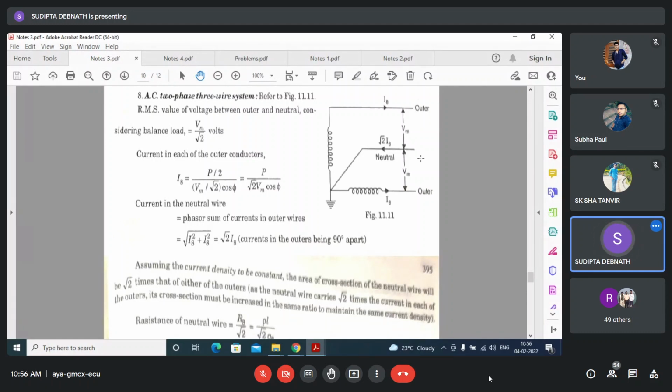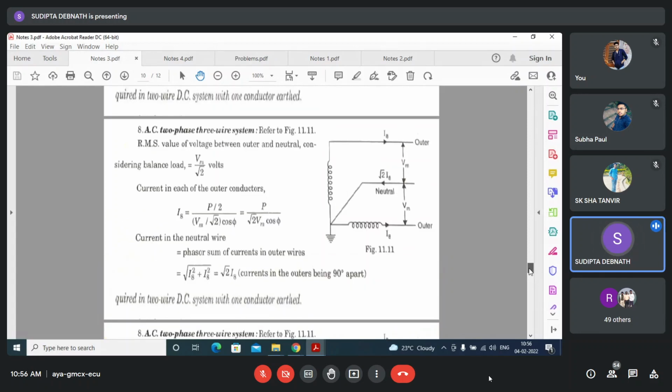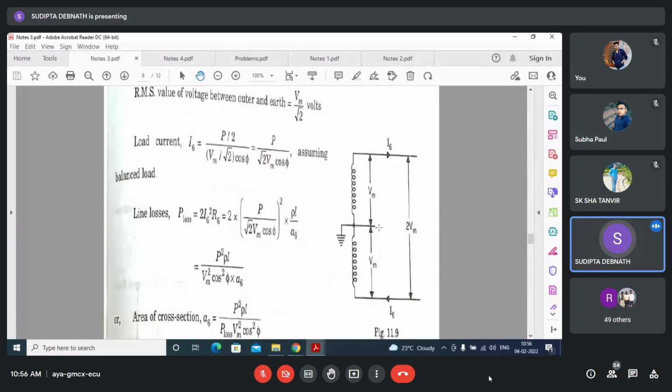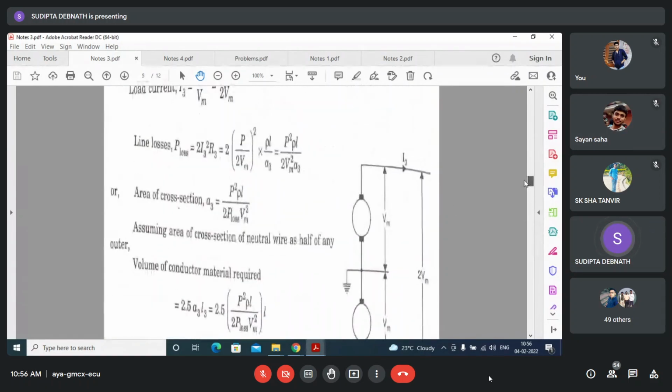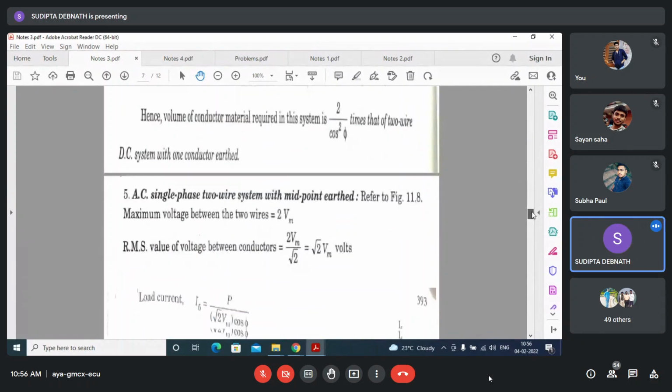But what is the difference between the 3-phase and this system? I thought we will be discussing it at the end anyway. Till now you have seen that for DC, and also for AC single phase, we have considered the current in the neutral to be almost 0. Therefore we considered the cross-sectional area to be 0.5 only, isn't it? This is for AC, this is for DC. You have considered the current through the neutral conductor to be 0 under balanced condition.